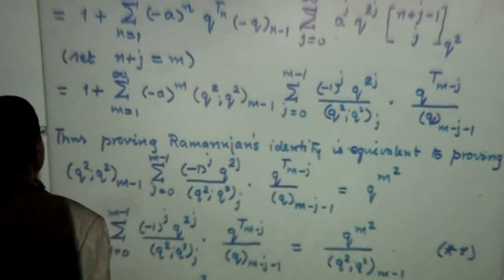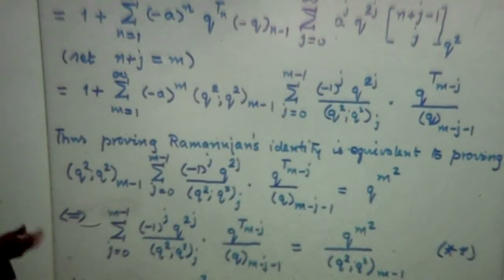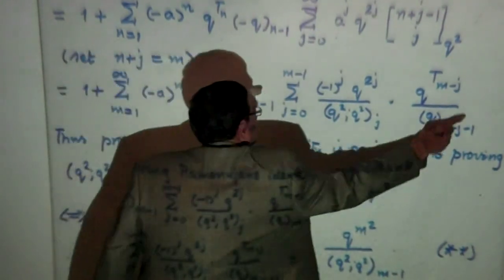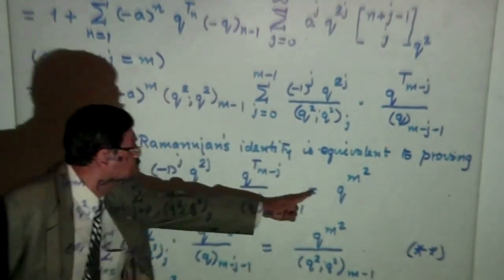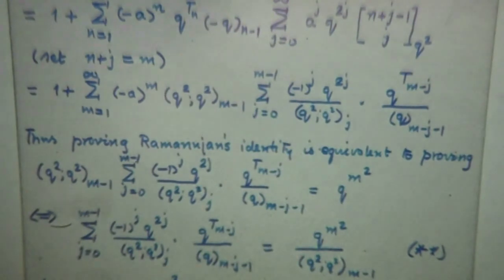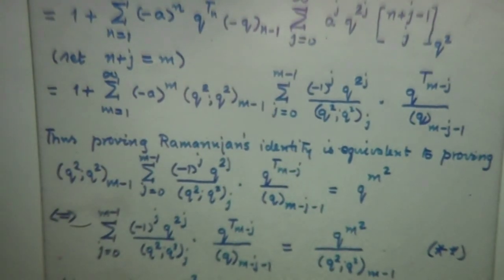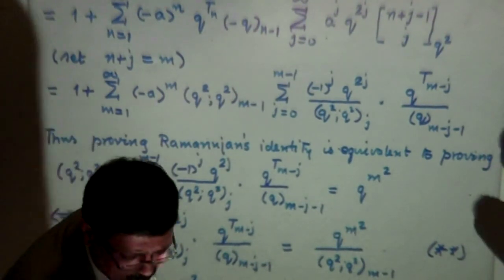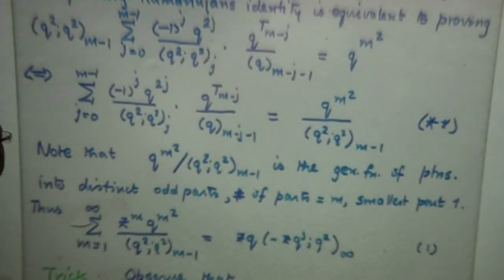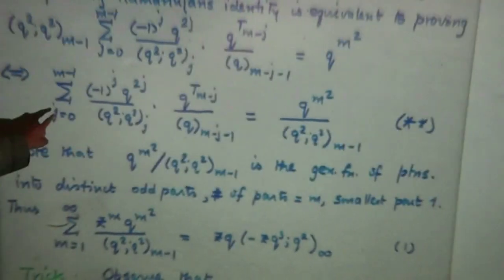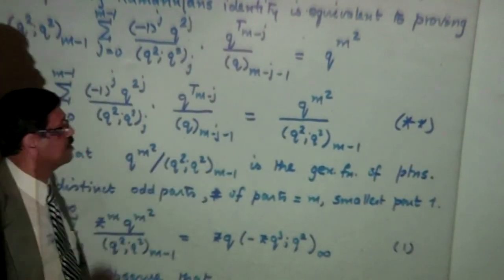So proving Ramanujan's identity is the same as proving that this is q to the m squared. I like to think of this like a sieve identity. Right? A lot of cancellation, only the squares are surviving. Now I divide by this product, so I want to prove this identity.